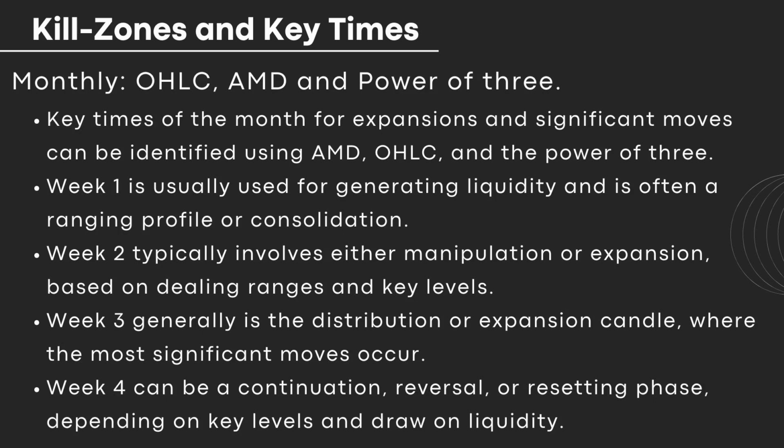We can use the open, high, low, close concept to divide the whole monthly candle into quarters, and it'll tell us about the best times of the month according to key levels for expansions and other significant moves, right? It will also act as a filter to stay out of the markets in ranging conditions. The basic premise and idea is that week one is usually a consolidation or ranging profile, and then week two is a manipulation which purges liquidity, and week three is then a distribution where the best moves occur, and then week four can be either a continuation or a reversal based on key levels and based on whether the draw on liquidity has been reached or met or not.